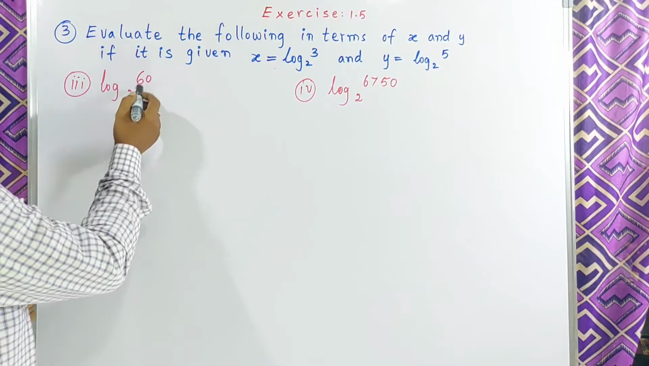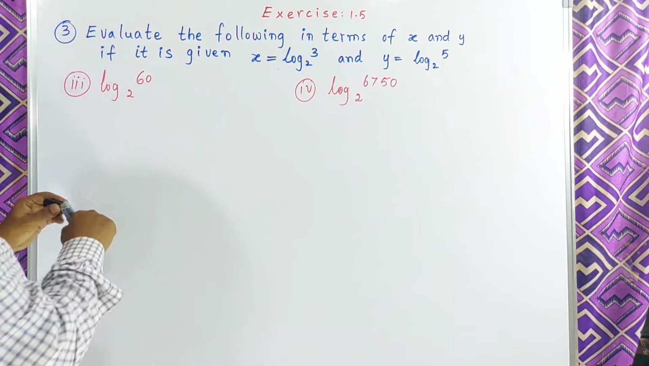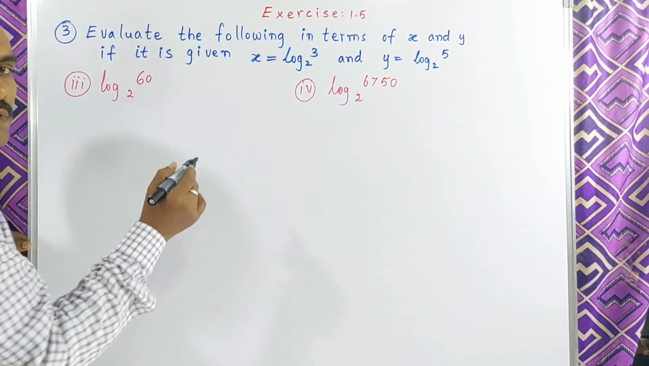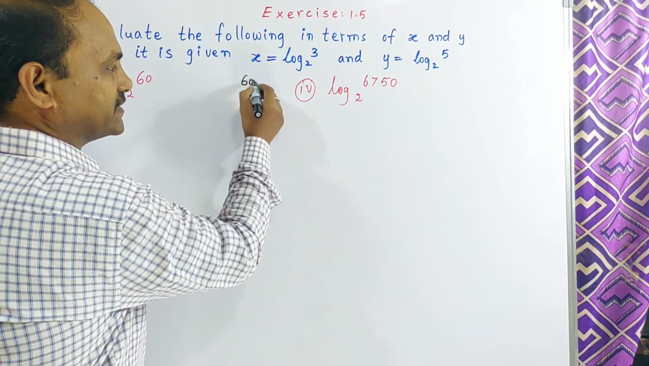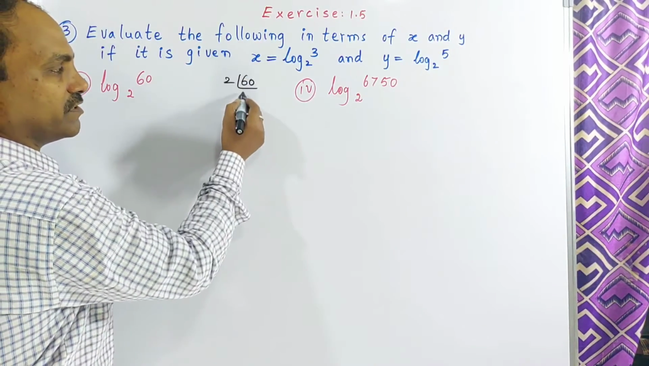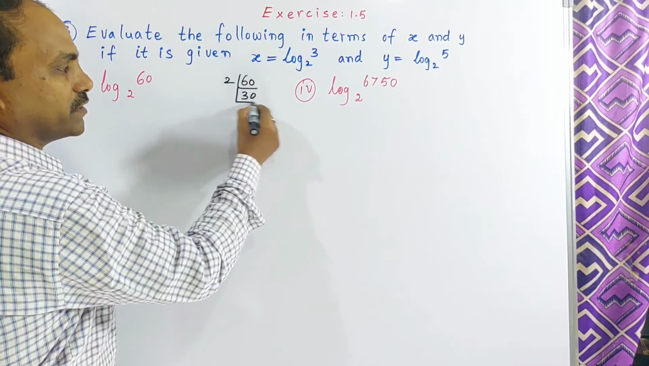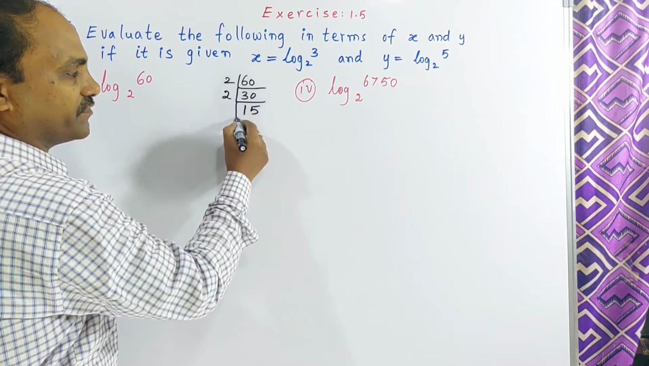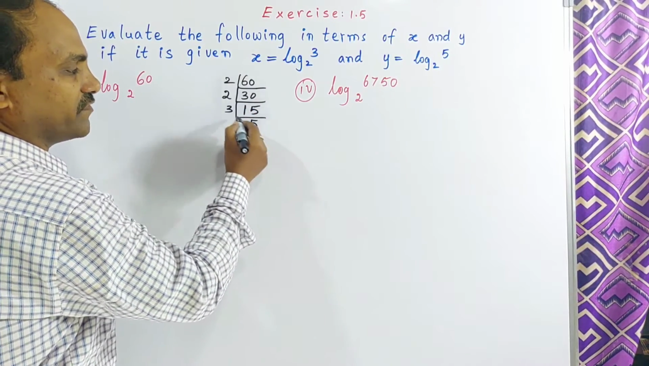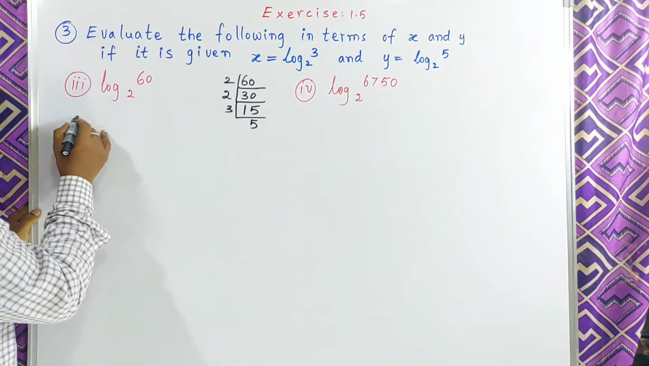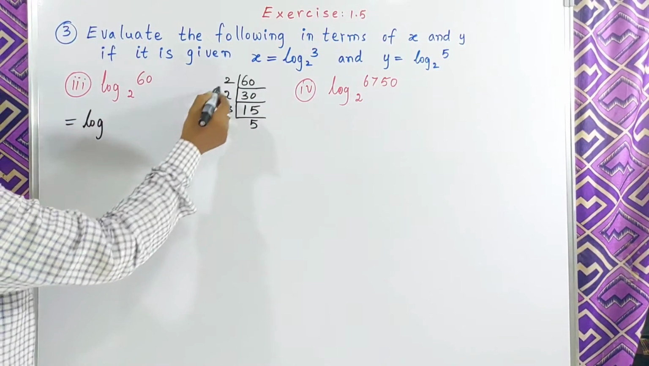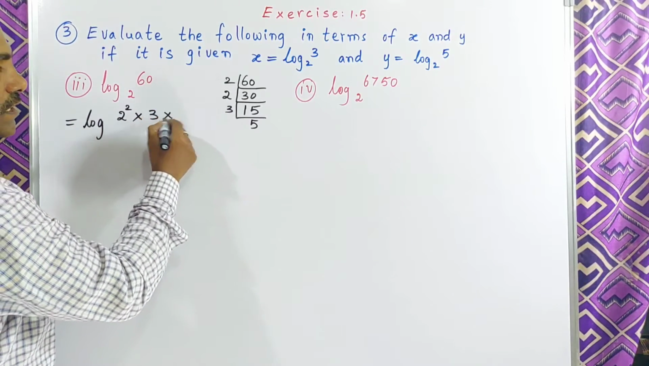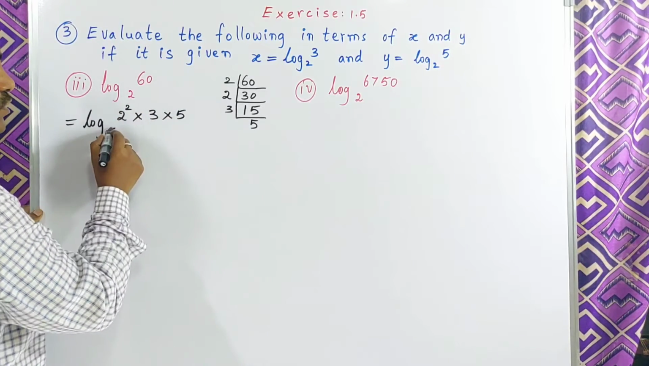Third question, log 60 to the base 2. In the third Roman, we should first divide 60 into the product of prime factors. 60 is an even number, so divisible by 2: 2 times 30. Next again even, 2 times 15. We can divide 15 with 3: 3 times 5 is 15. How can we write 60? Log of 2 square into 3 into 5 to the base 2.